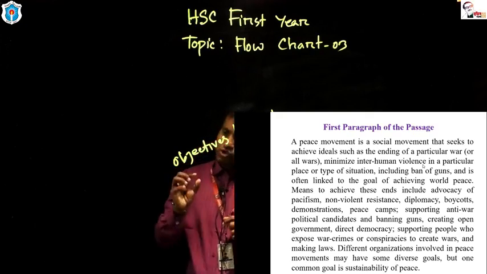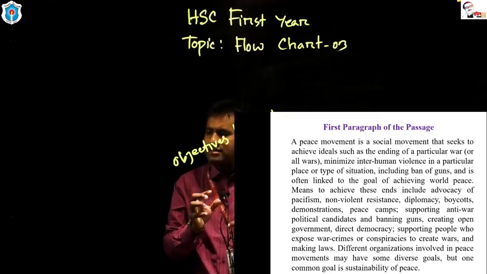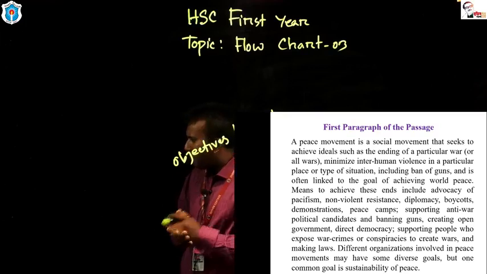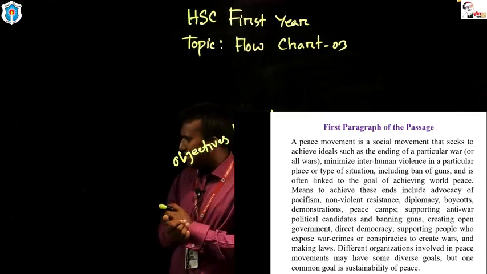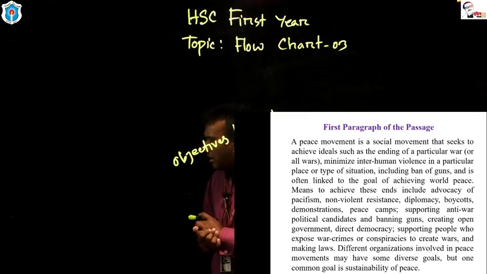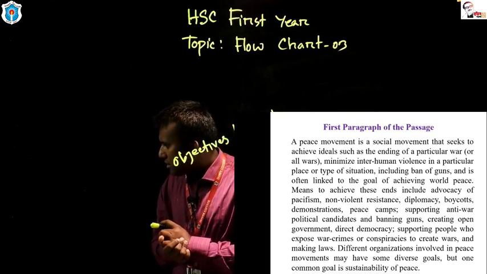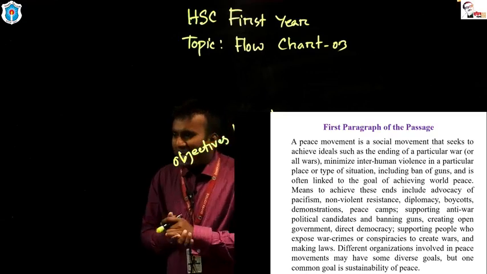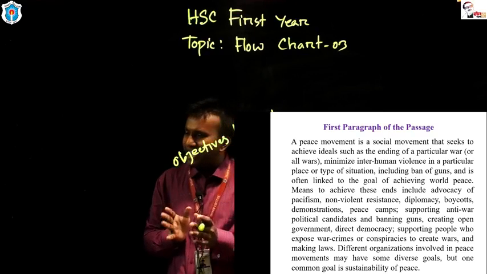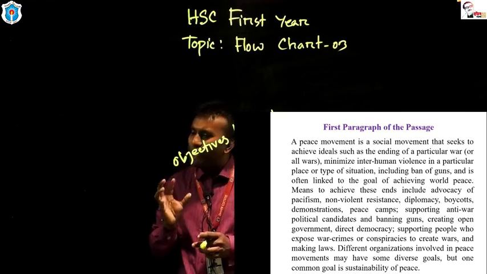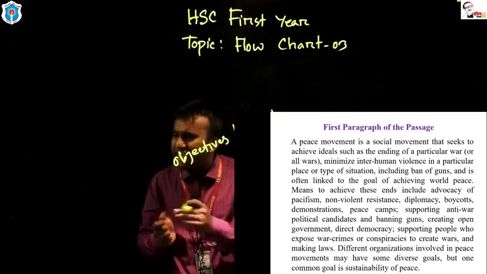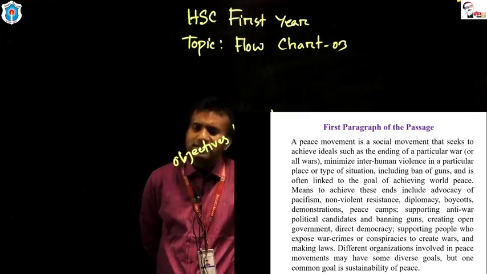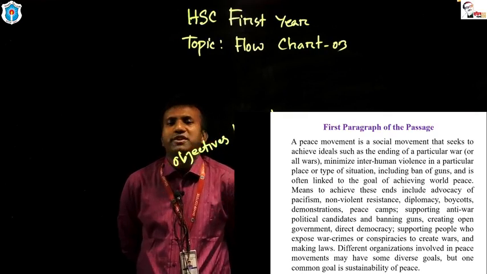A peace movement is a social movement that seeks to achieve ideals such as the ending of a particular war or all wars, minimize inter-human violence in a particular place or a type of situation, including ban of guns, and is often linked to the goal of achieving world peace. This is a very long line, but in this line you have a lot of information.